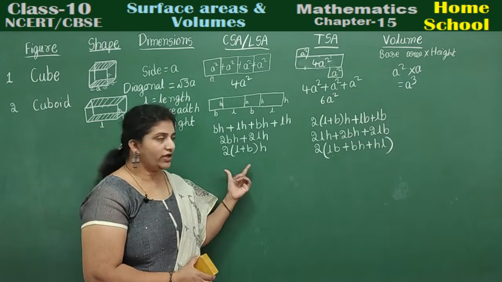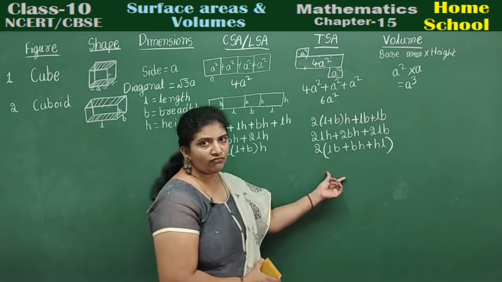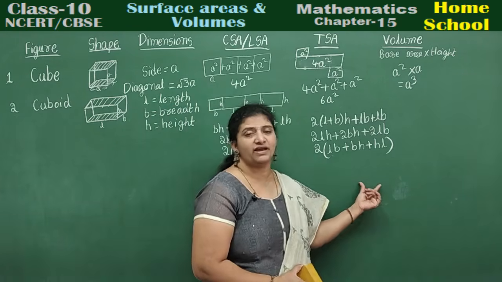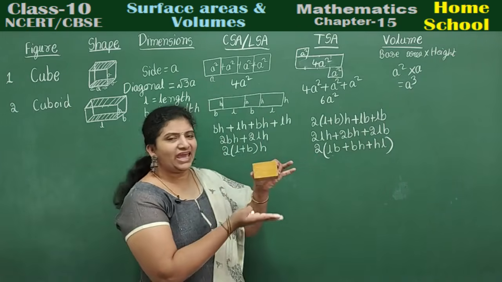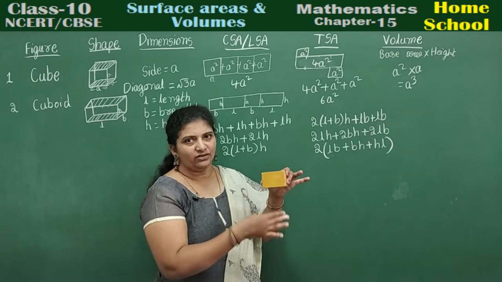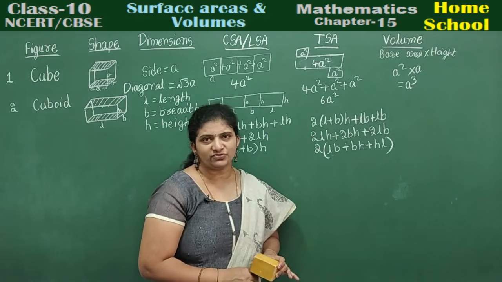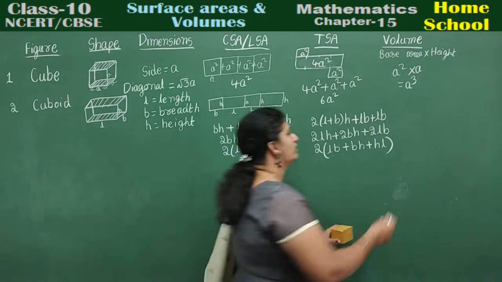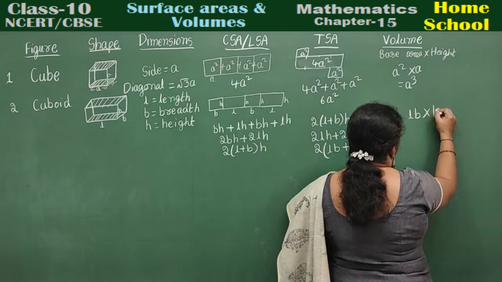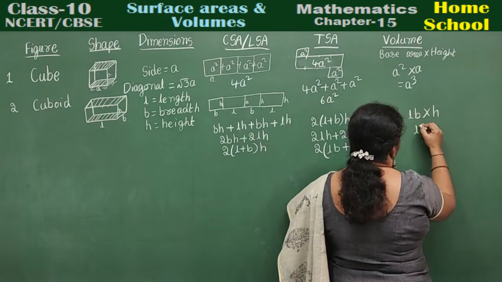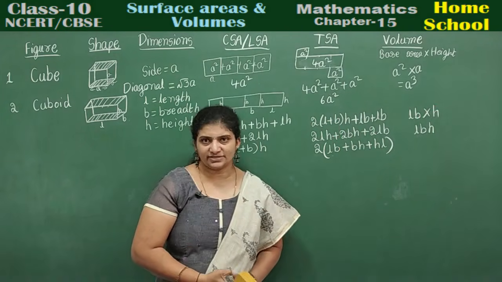Lateral surface area of a cuboid is 2 into L plus B into H, and total surface area of a cuboid is 2 into LB plus BH plus HL square units. Coming to volume. Volume is area of a base into height. What is area of a base? LB into H. Let's write here: length into breadth into height, that will be LBH cubic units.